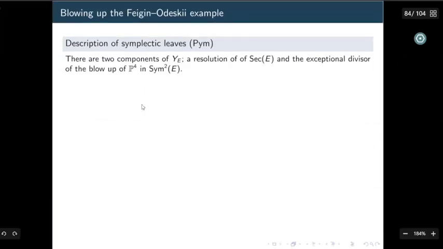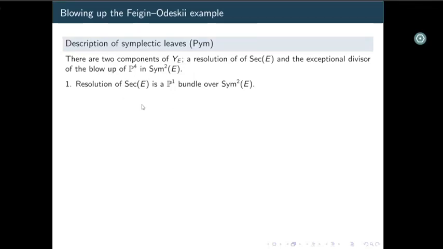We can also play the same type of game for the examples of Fakhruddin and Odesskii. Pym gives a nice description of the symplectic leaves in this case. As I said, the divisor Y_E is composed of two different things. You have the resolution of the secant variety, and you have a blowup of P4 in the symmetric square of an elliptic curve E. So a secant variety over an embedded elliptic curve, and a P1 bundle over the symmetric square.